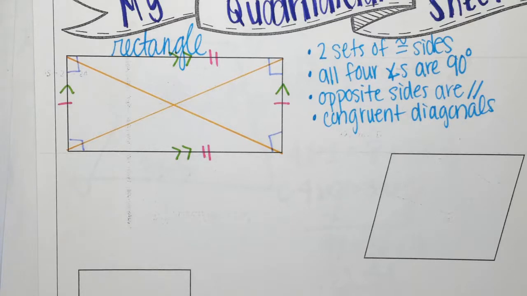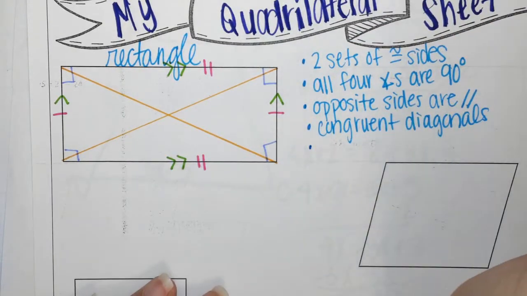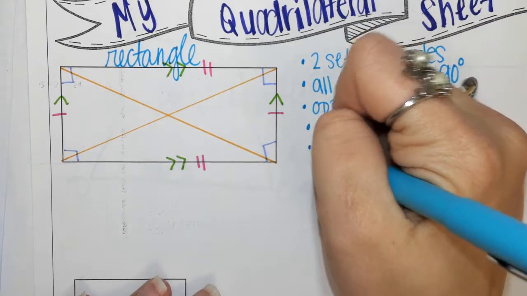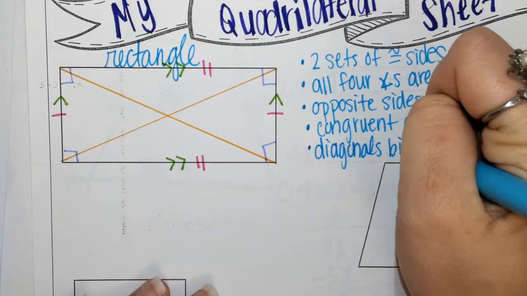Opposite. We said that. You're getting there, Kaylin, but what? We know that they're congruent, but what else do they do? They bisect. Good. Take a point. Okay, then say it louder with more confidence. Diagonals bisect each other.